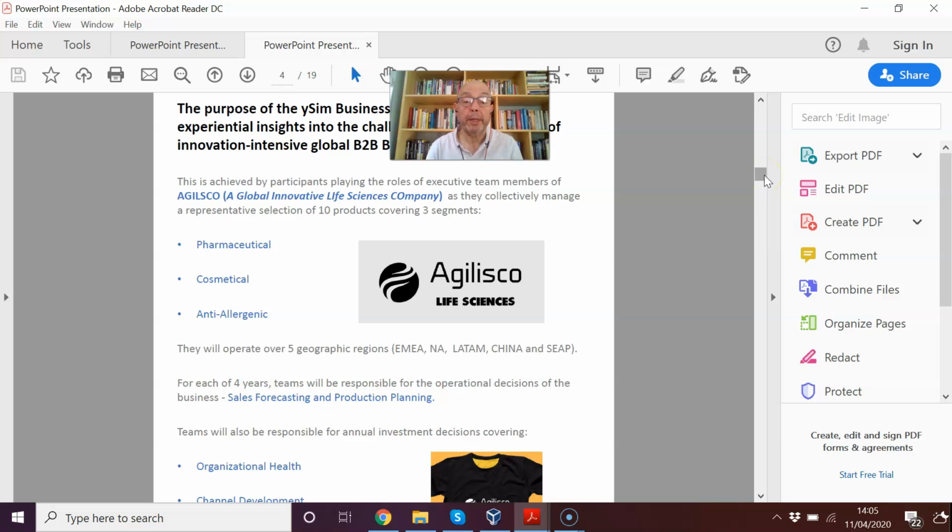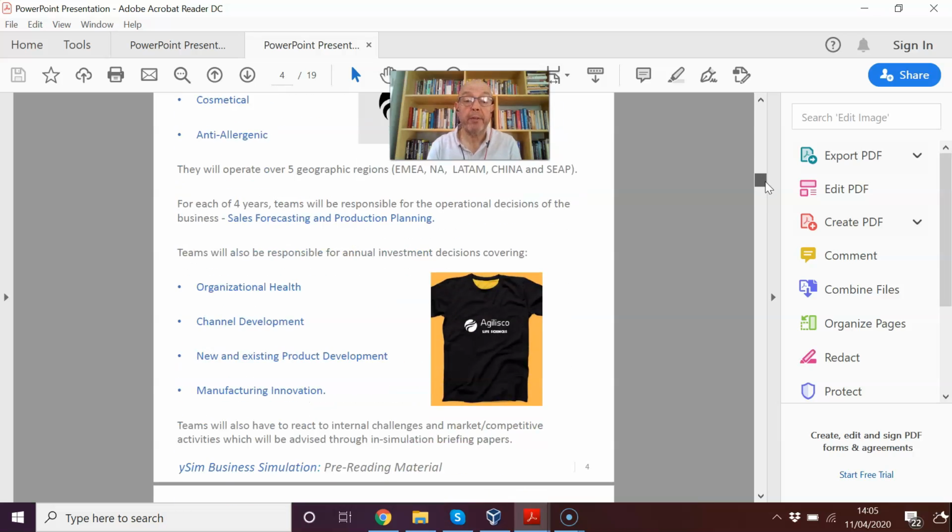So for each of 4 years, the teams are responsible for the operational decisions of the business, particularly sales forecast and production planning. They're also responsible for the organizational health of the business, the channel developments, new and existing product developments. The 10 products the company have are not all yet in the market, and we've got to remember they're dealing in regulated markets as well. And also, it's not just enough to bring a product to market, but it has to be manufacturable to scale. So they've also got to deal with manufacturing innovation.